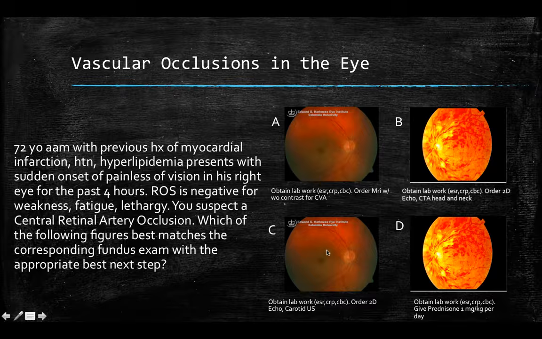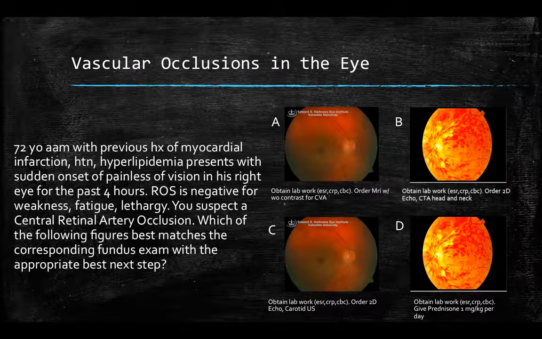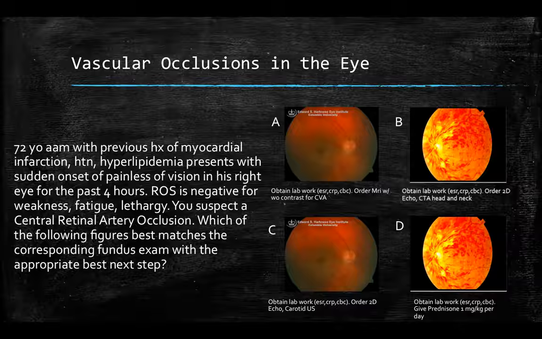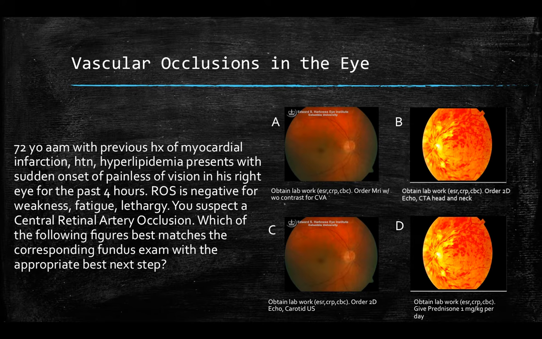Now, if you were between A and C and went for A, the reason why you're going to want to get the 2D echo and carotid ultrasound is because in some situations, the central retinal artery occlusion can be due to emboli traveling from the carotid arteries as well as a cardioembolic valvular disorder. Now, B and D, we'll talk a little bit about those later and go from there.